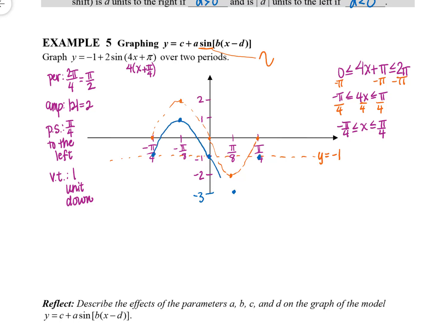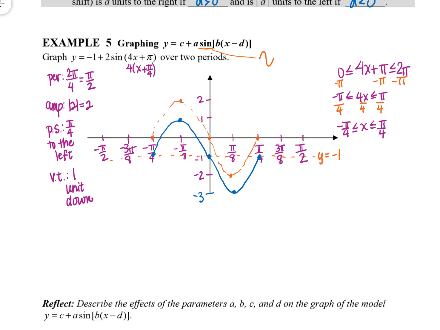So this is our final graph. And we're asked to graph it over 2 periods, so I'll use the patterns to graph the rest. Each of these intervals is pi over 8 apart, so this is 1 pi over 8, 2 pi over 8. This will be 3 pi over 8. And then 4 pi over 8 is the same as pi over 2, if I reduce it. Using symmetry, we have -3 pi over 8 and -pi over 2.